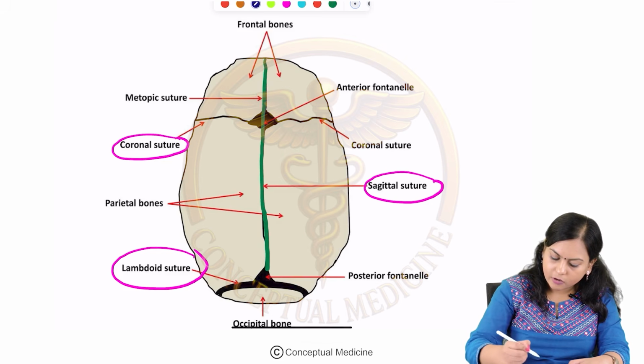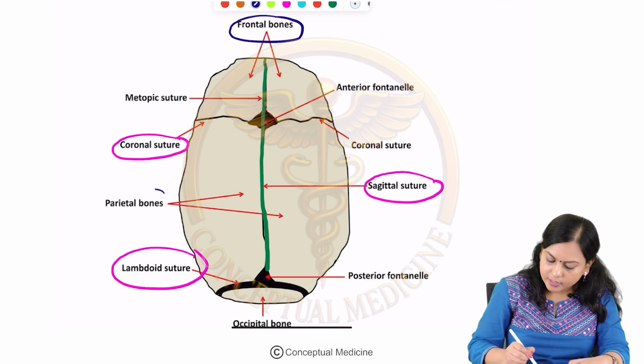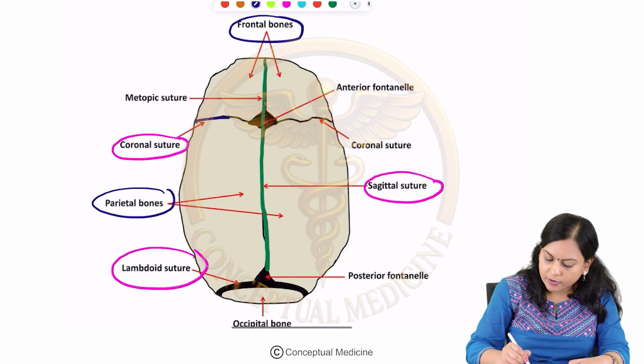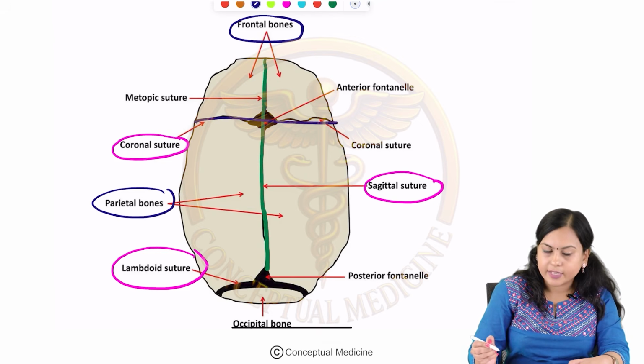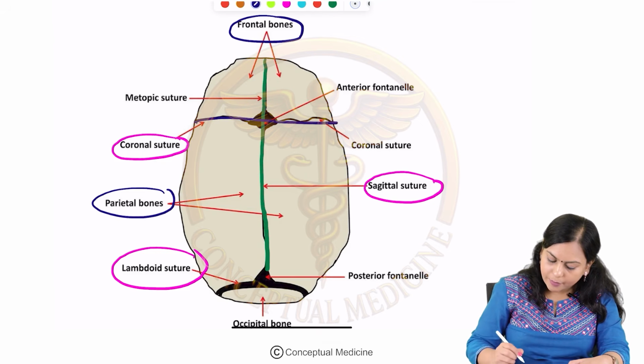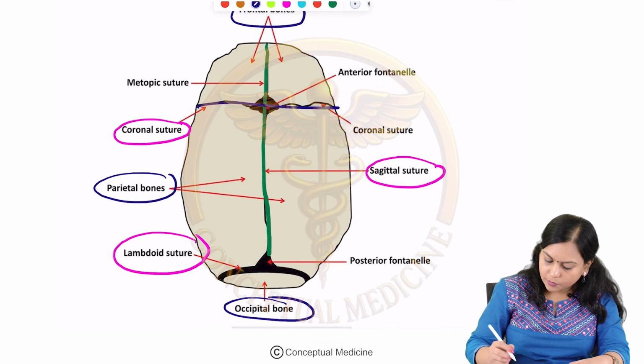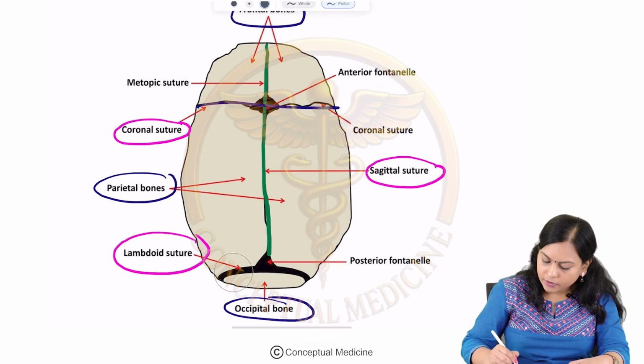Okay, now where do we find the coronal suture? Between the frontal and the parietal bones lies the coronal suture, that is a transversely running suture. And then the lambdoid suture is present between the parietal bone and the occipital bones, and this is also a transversely running suture.